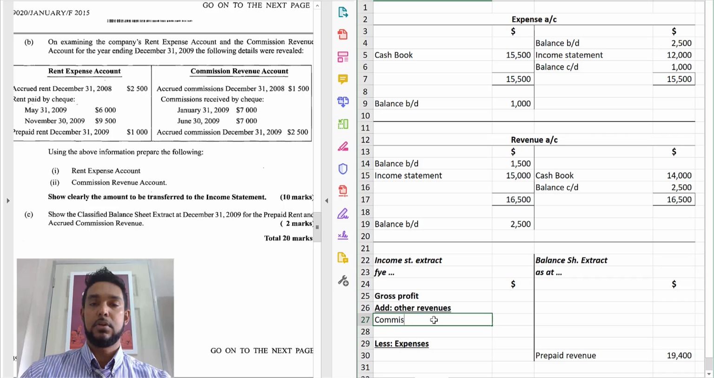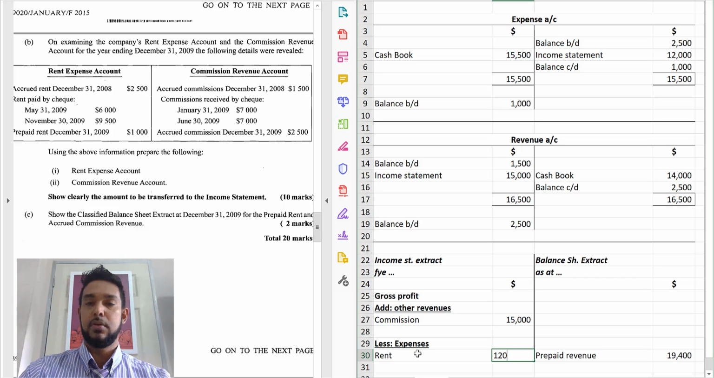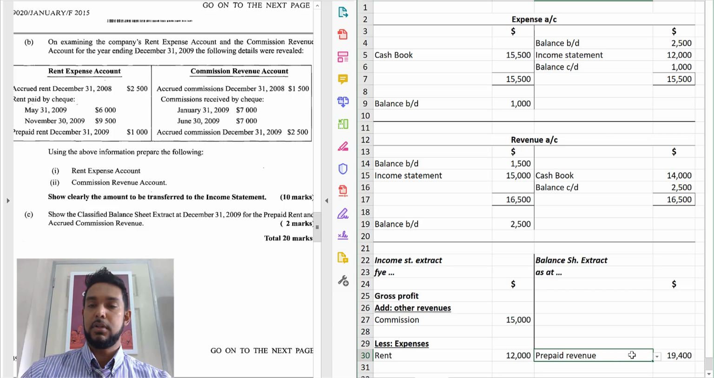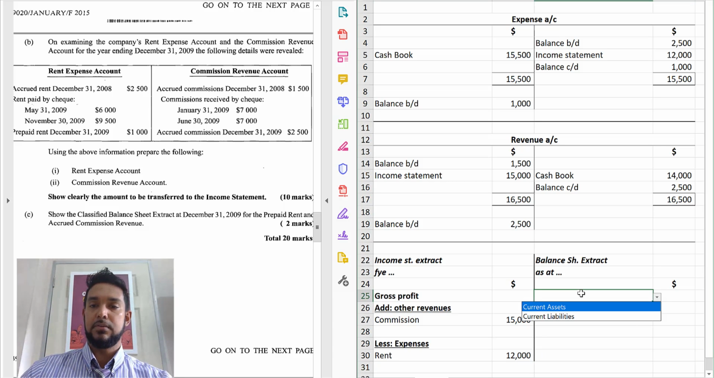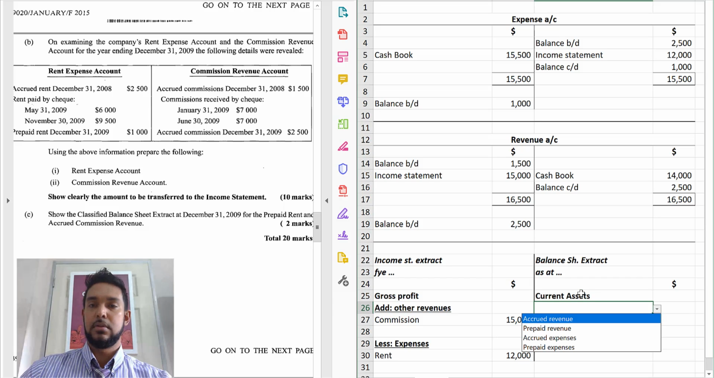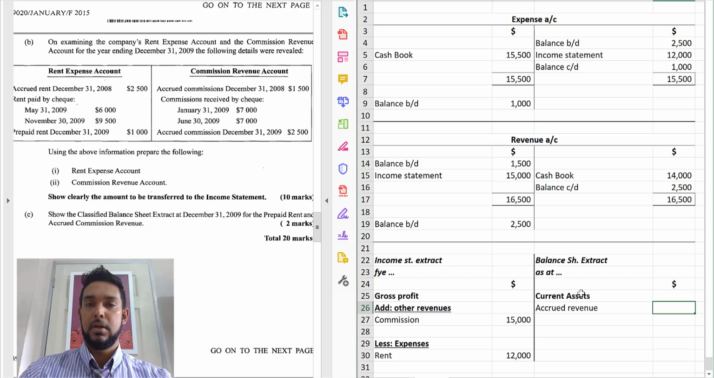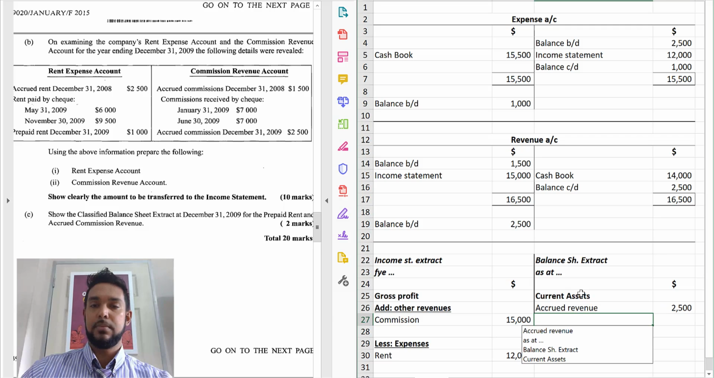Gross profit. So let's do commissions. That was 15,000 that we just found, and then this was rent, was it not? Rent was 12,000. Oh, this wasn't cleared out. Sorry about that. Right. Any balances? Yes, we have current assets. Accrued revenue. It doesn't matter the order in which you put the items.